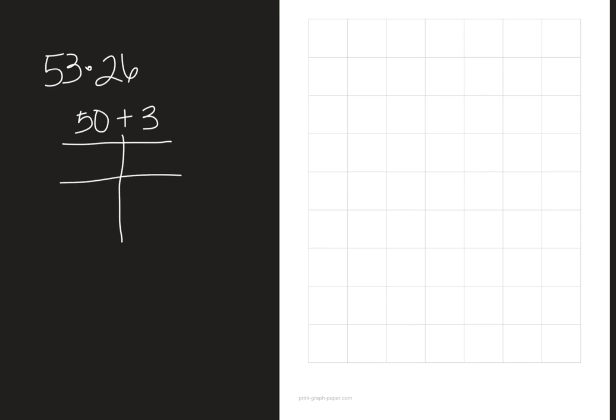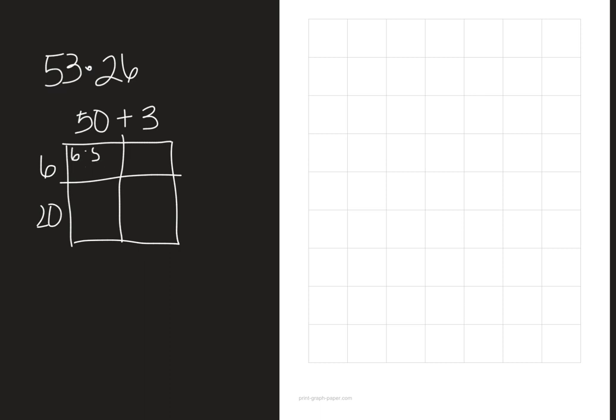I'm going to start off with 53 times 26. And so I'm going to do my area model first. I know this is 50 plus 3. I'm going to put the 6 here and the 20 here.